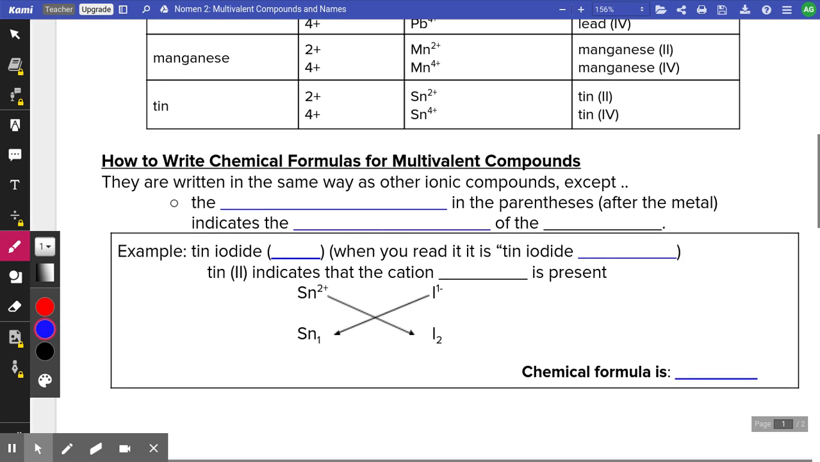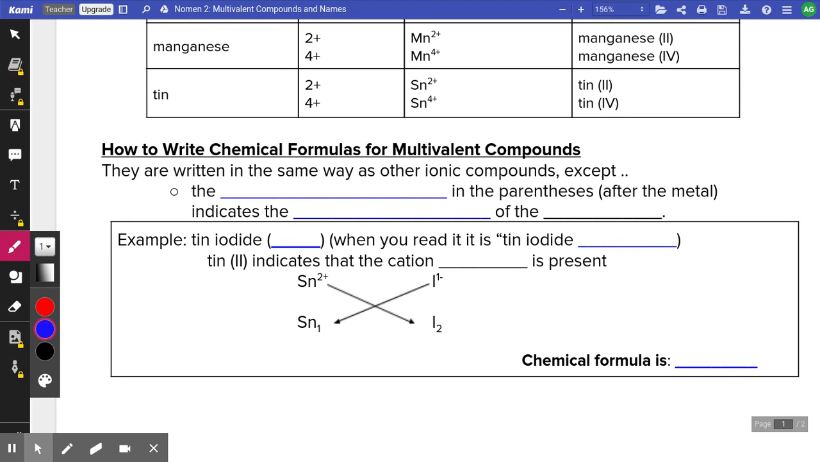So how do you write chemical formulas for multivalent compounds? They're written the same way as the other ionic compounds. That means you always state the cation first, and then you put the anion second with a change of ending. But what we're going to do for our multivalent compounds is make sure that the Roman numeral is in parentheses after the metal, and that indicates the ionic charge of that particular cation.